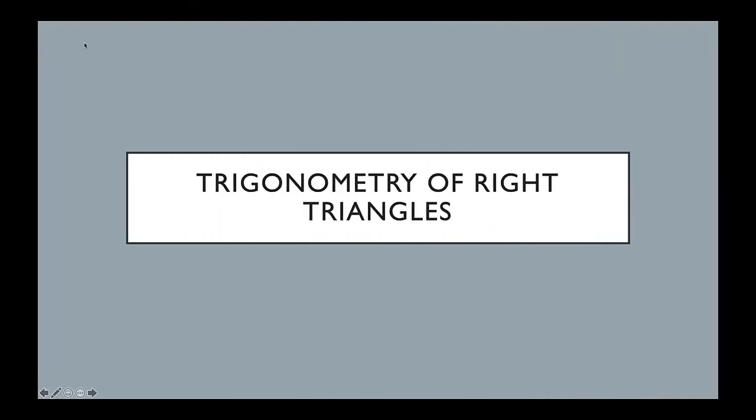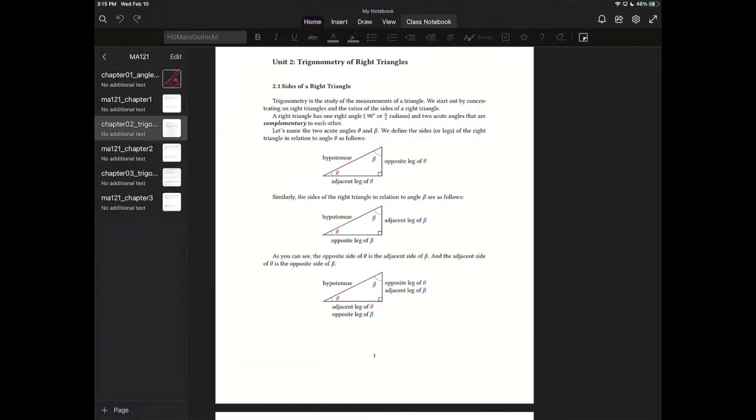Hi everyone, in this unit we're gonna study the trigonometry of right triangles. Trigonometry is the study of relationships between side lengths and angles of triangles. We will see that the trigonometric functions are ratios of the lengths of two sides in a right triangle. So unit 2 is about using right triangles in trigonometry topics.